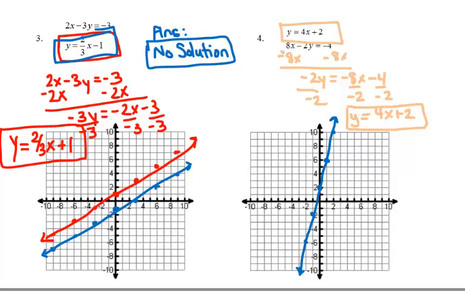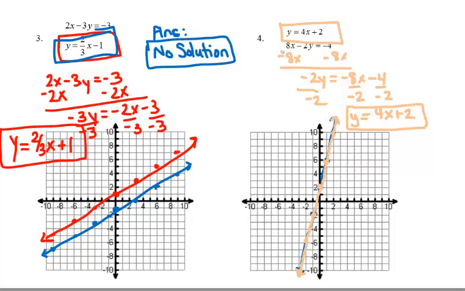So if I go to graph this, I'm going to start at 2, and I'm going to count up 4 and to the right 1, up 4 and to the right 1, and then reverse it. I'm laying everything exactly on top of the same line that I already graphed. This means that I have only one line, but I have two lines that are exactly the same. That means they touch in infinitely many points.